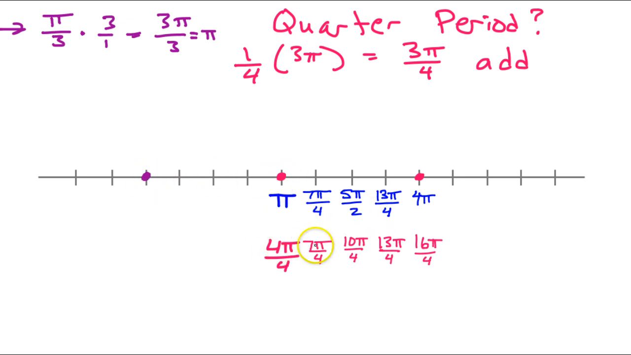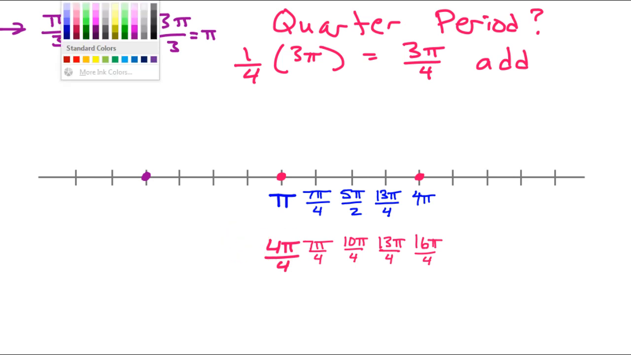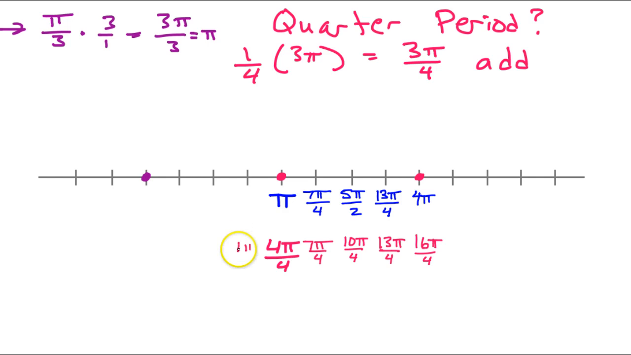So instead of adding 3 pi over 4, a quarter period, now I need to subtract a quarter period. Subtract 3 pi over 4. If I take this and go down by 3, this should just be 1 pi over 4. 1 minus 3 is negative 2, so I've got negative 2 pi over 4. If I subtract 3 again, that's negative 5 pi over 4. Subtract 3 again, that's negative 8 pi over 4.